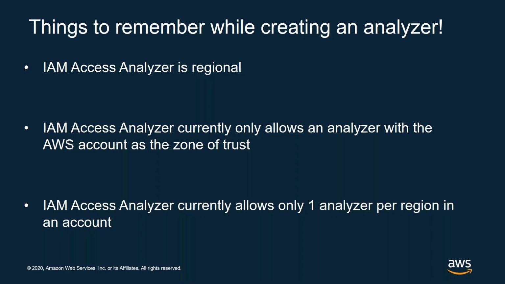IAM Access Analyzer only allows one analyzer to get created when the zone of trust is your account, and that is what we allow currently. So in summary, you would create one analyzer per region in an account. Let's say you have resources in 16 different commercial regions within the same AWS account, you would have to create 16 analyzers, one in each region.